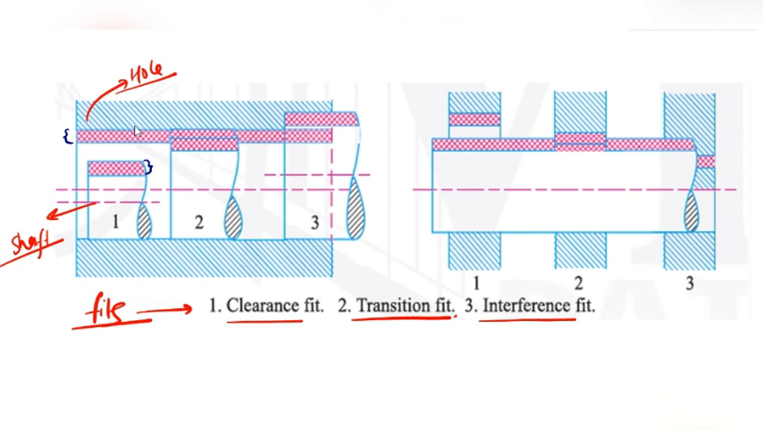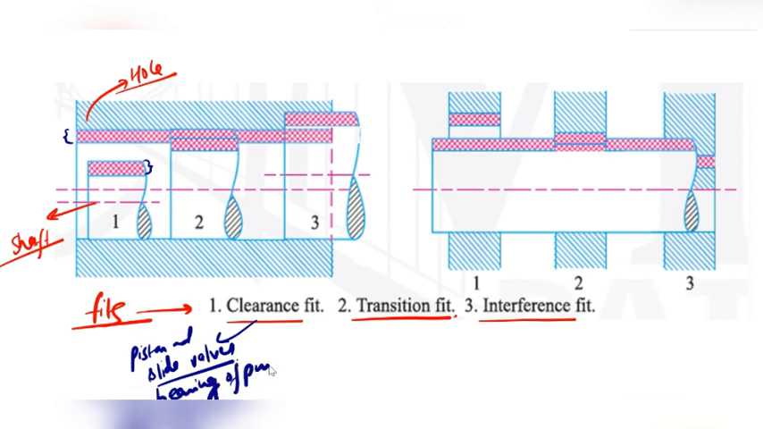Clearance fit examples are wherever there is a relative motion in between the shaft and hole. What are those examples? Number one, this is piston and slide walls. Second is the bearing of pumps or motors. There is a clear motion in between the shaft and hole. These types of fits are all called the clearance fit.